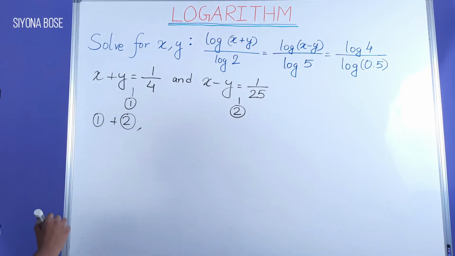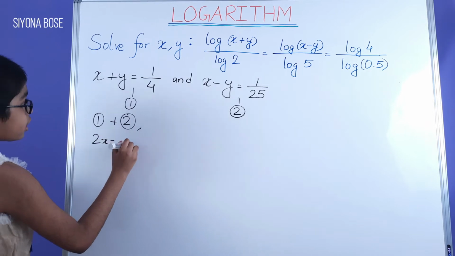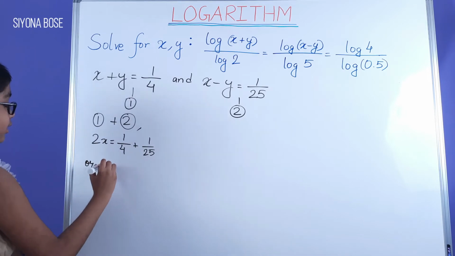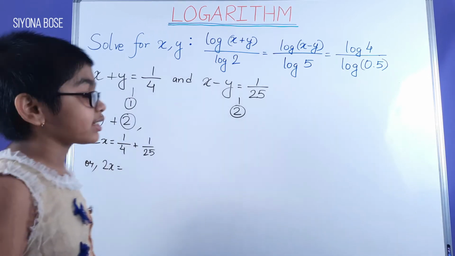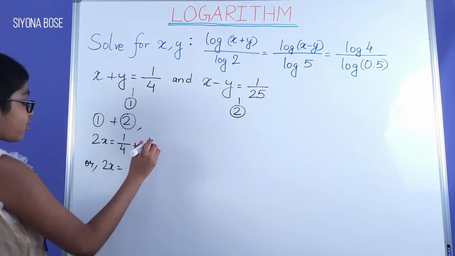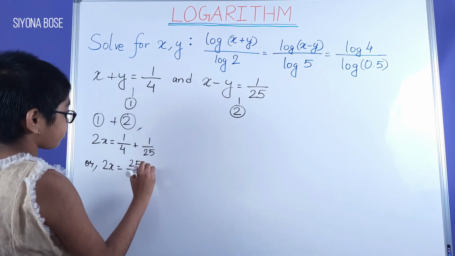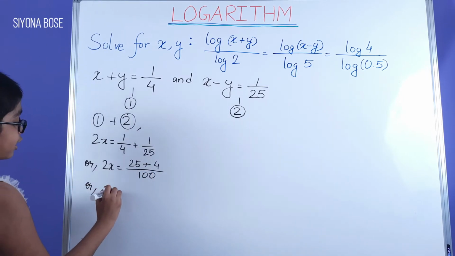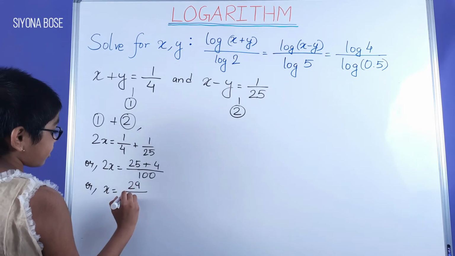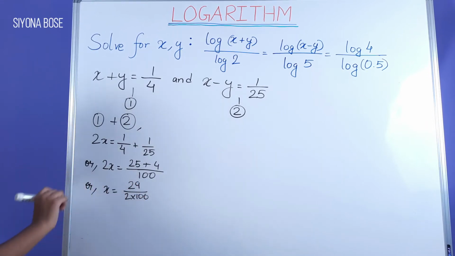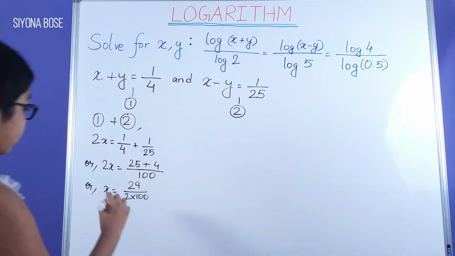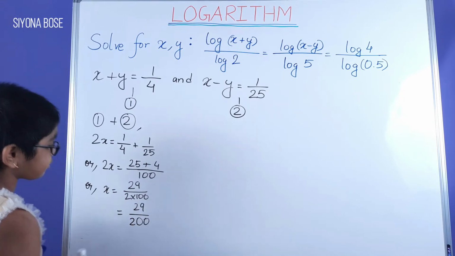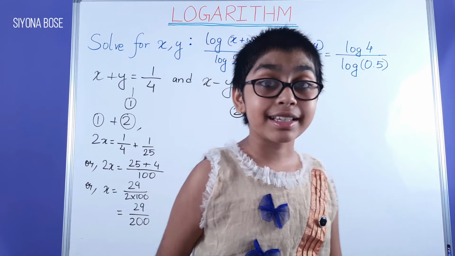Plus y minus y gets cancelled, and we are left with 2x equal to 1 by 4 plus 1 by 25. Now the LCM of this is 100. Over here we get 25 plus 4 by 100. So x equal to 29 by 2 into 100, because we have done transposition with the 2 and we got it in the denominator, equal to 29 by 200. So that's the value of x.